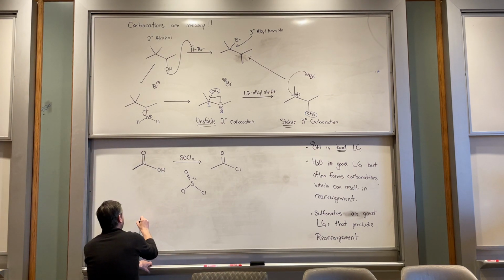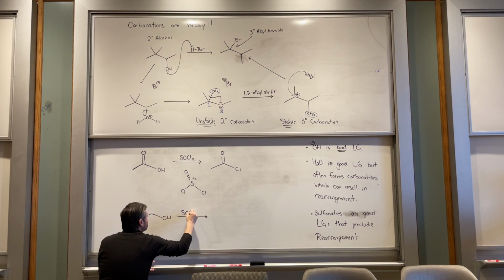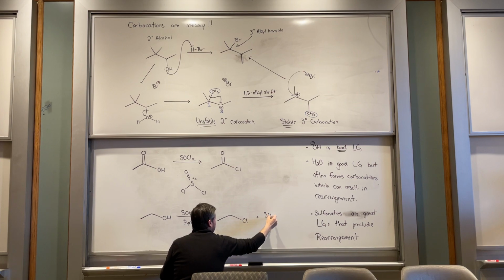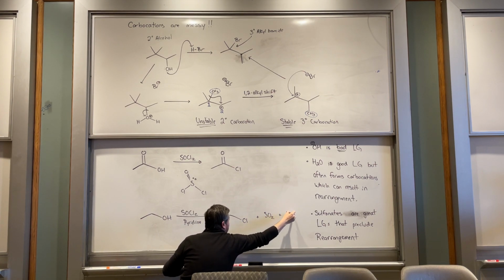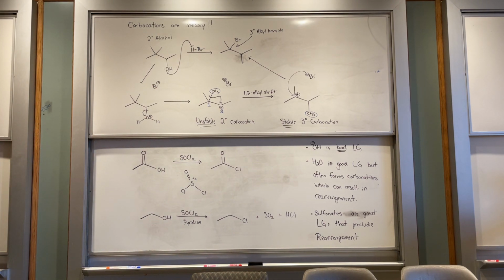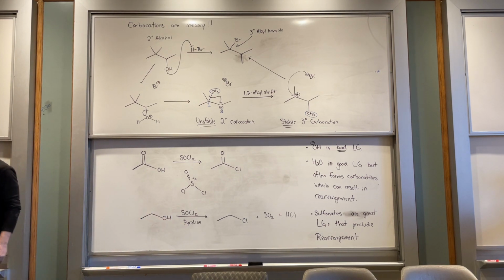So the same reaction can be done with alcohols. Usually have some base in there, some pyridine. Right, and then the byproducts of this reaction are going to be sulfur dioxide and HCl, right? And the HCl will react with the pyridine, which is going to neutralize the reaction.